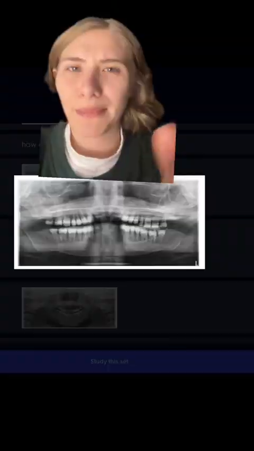Those are the most common things you're going to get tested on in a radiology exam for dental hygiene school, for the class and whatever. And there's plenty of other errors, but those are the biggest ones.